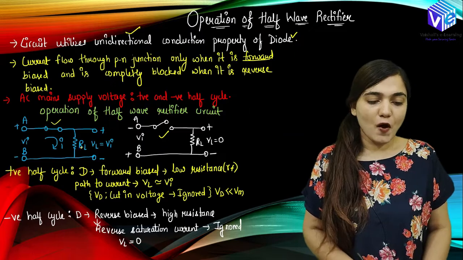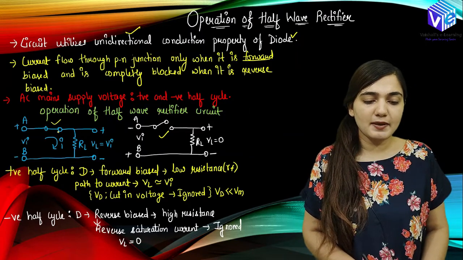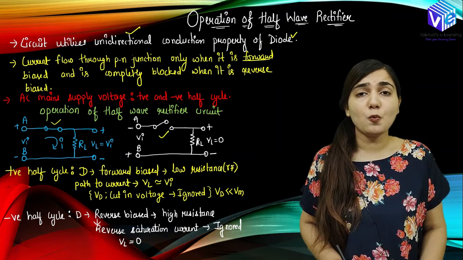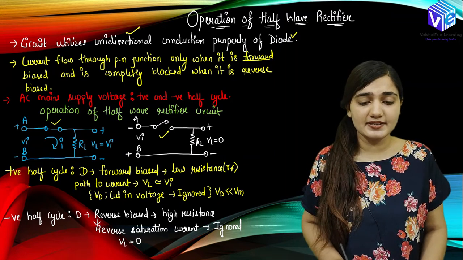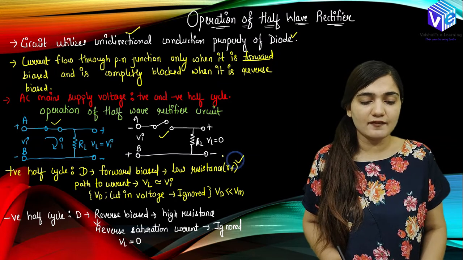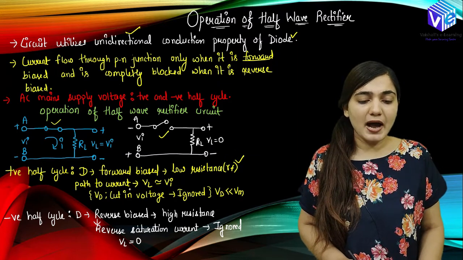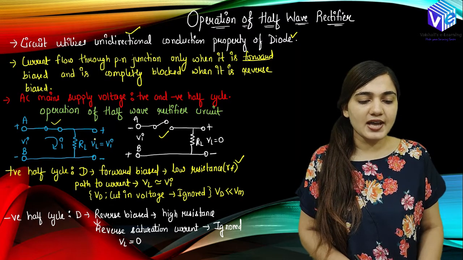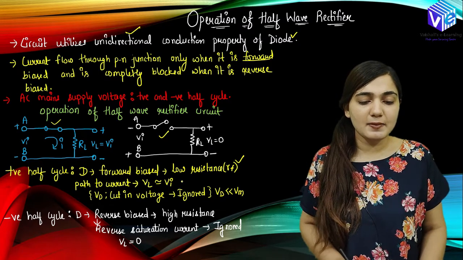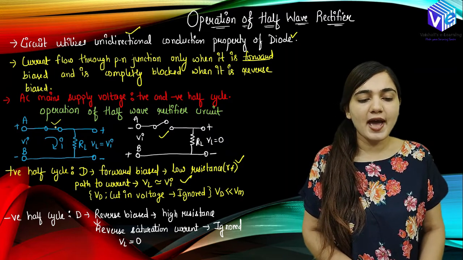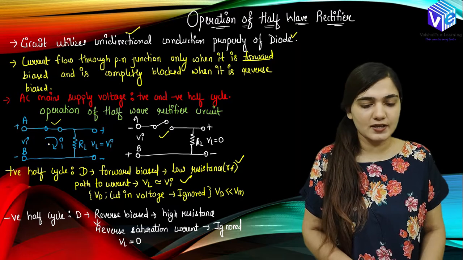So in the positive half cycle, my diode will be forward biased and it will behave like a very low resistance device, right? So it will behave like only the forward resistance RF. So it will give the path to the current. So the VL, the output voltage at this resistor RL, will be nearly equal to the input voltage only, because here I am not having any voltage drop across the diode, right?